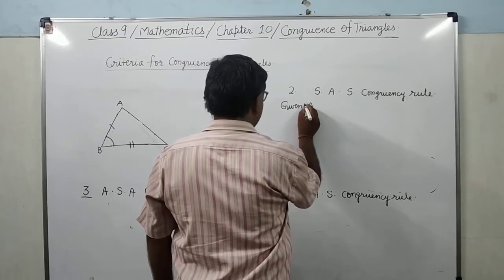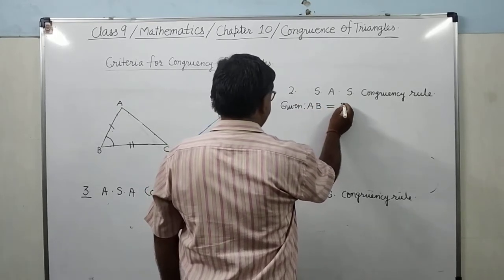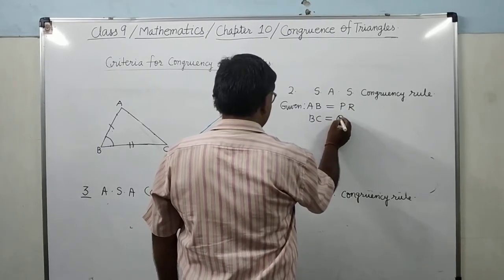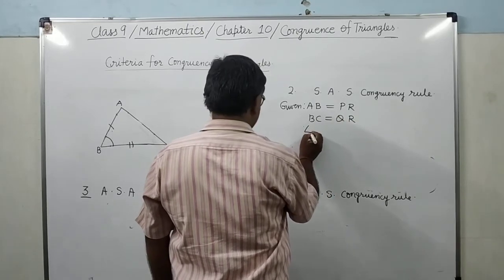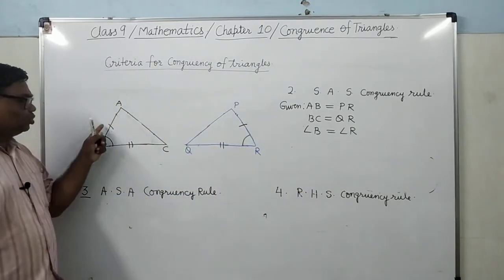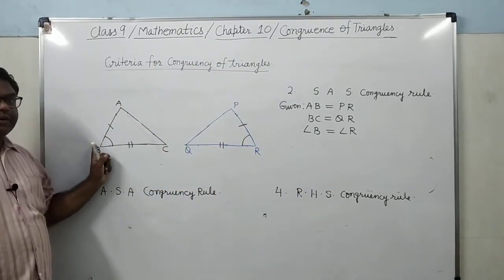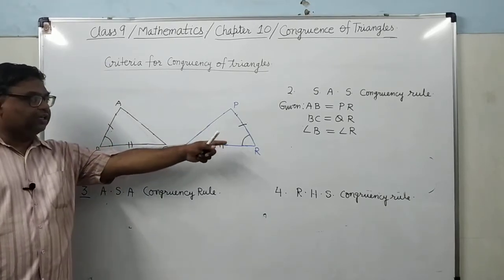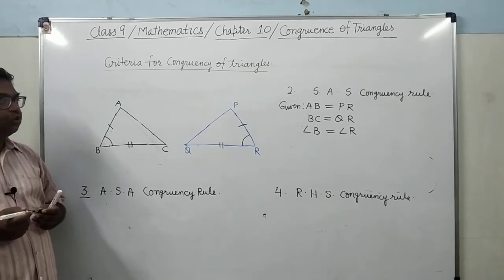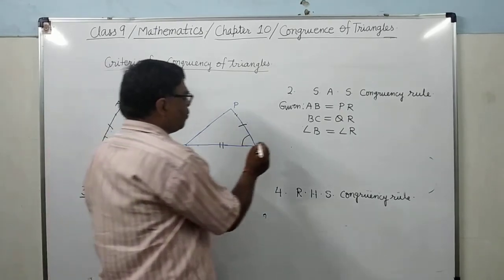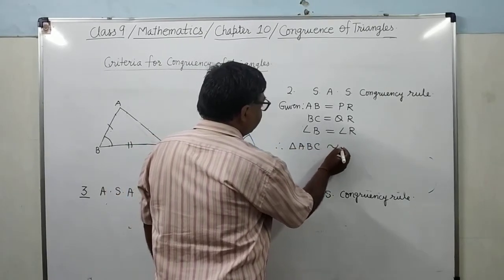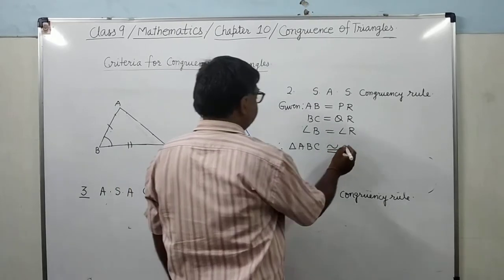Given is AB equals PR, BC equals QR, angle B equals angle R. Two sides and the angle included by them are equal to two sides and the angle included by them. Therefore they are congruent. Both the triangles are congruent. Therefore triangle ABC is congruent to triangle PQR.